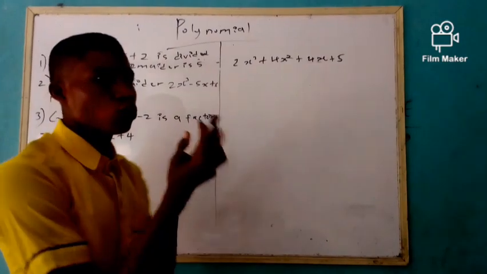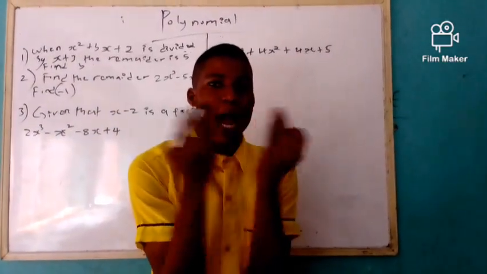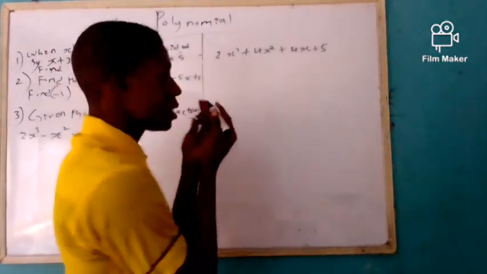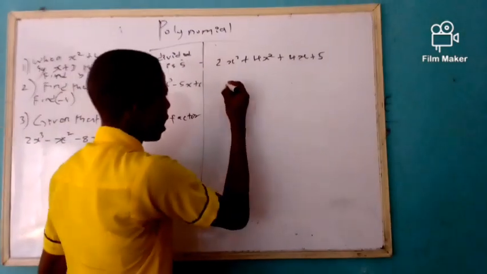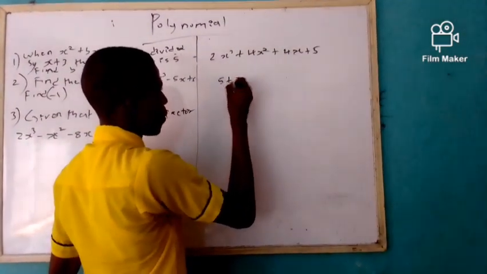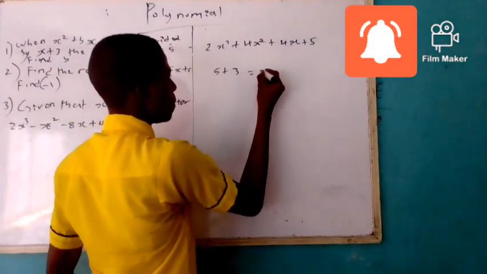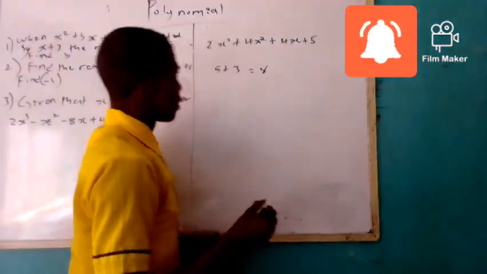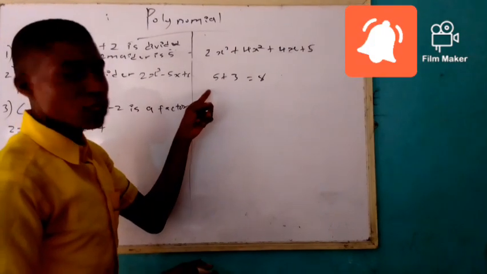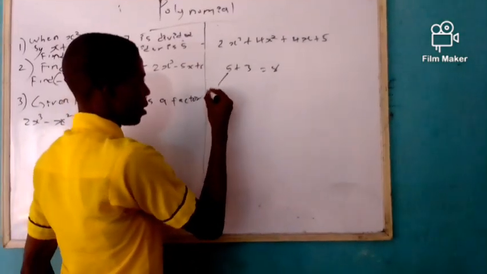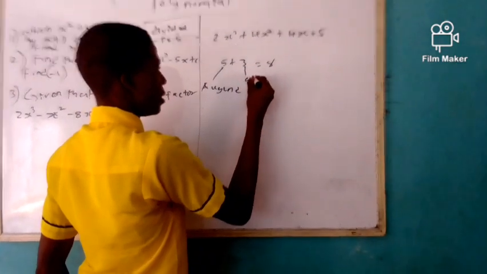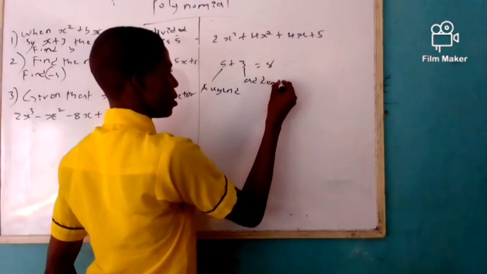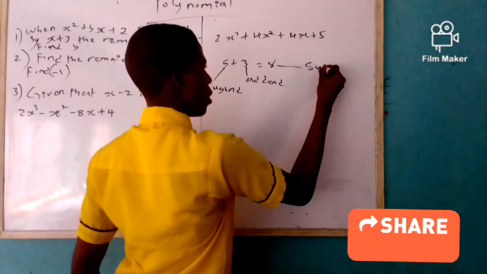So if I now want to add two polynomials together, how will I do it? It's easy. We just follow the normal concept of, let's say, 5 plus 3. 5 plus 3 is 8. So if I have 5 plus 3, these are called the addends. The 8 is called the sum.